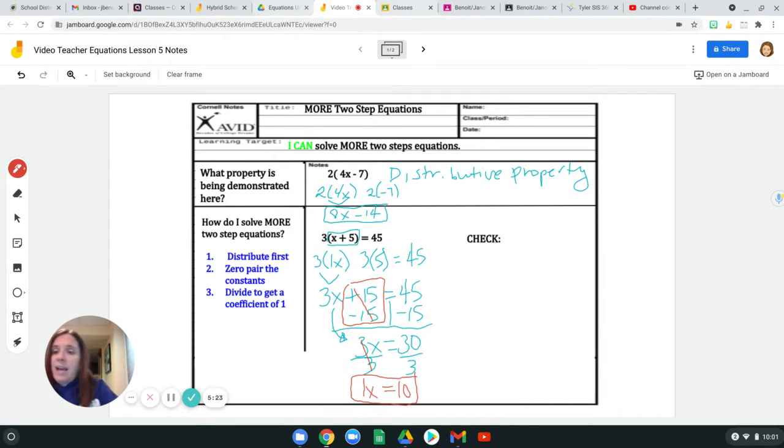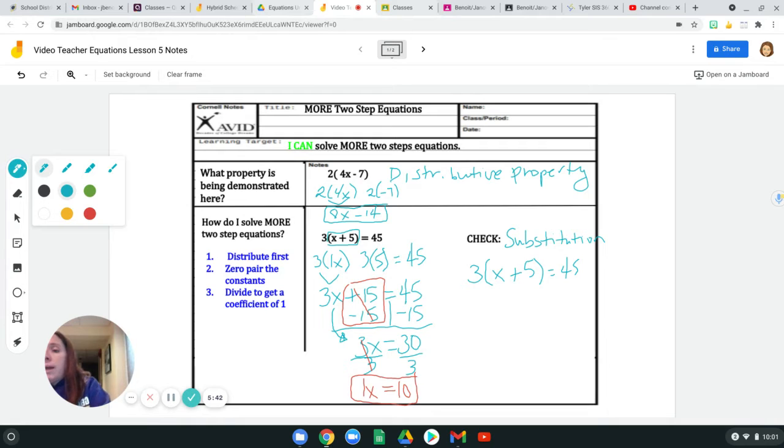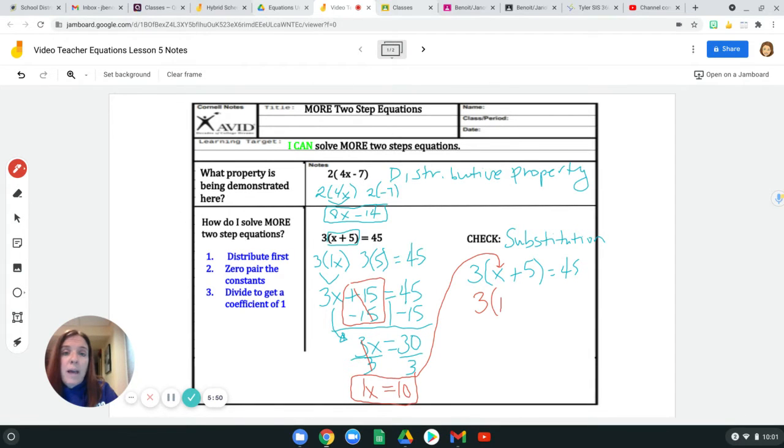Now we're going to check that. Remember, your check is substitution. So rewrite your equation so you see your equation, and then perform that substitution with what you think your solution is. I think x is 10. So I'm going to rewrite this without an x, but with a 10 in x's place. And then I'm going to do the math. I'm not just going to say it works. I'm going to do the math.